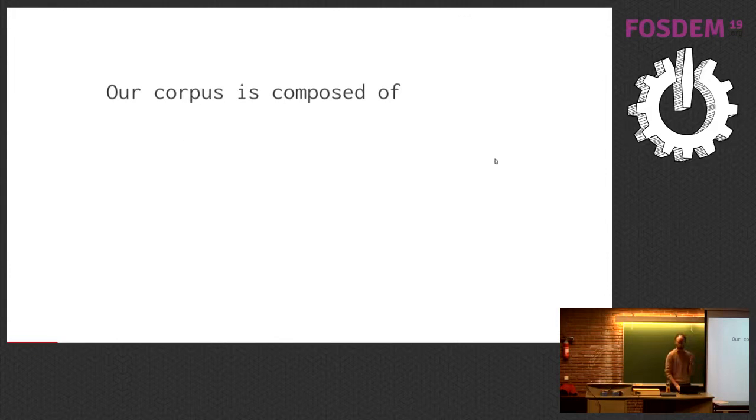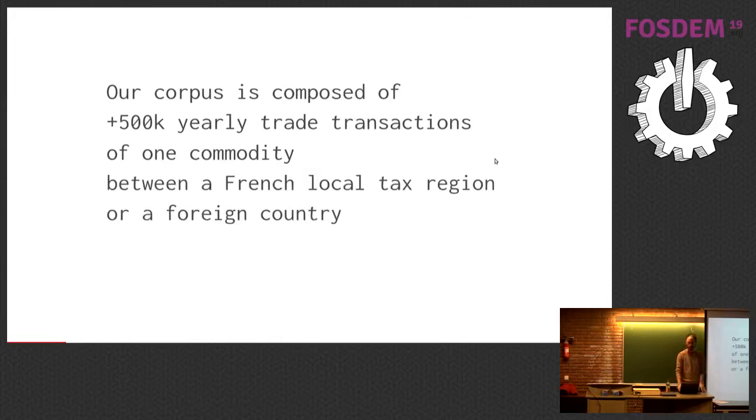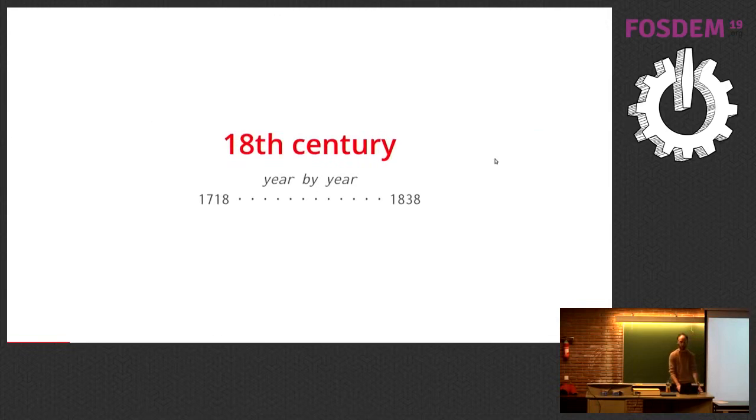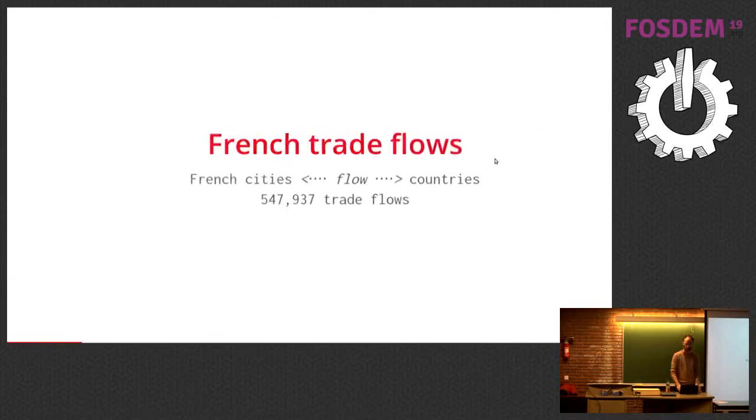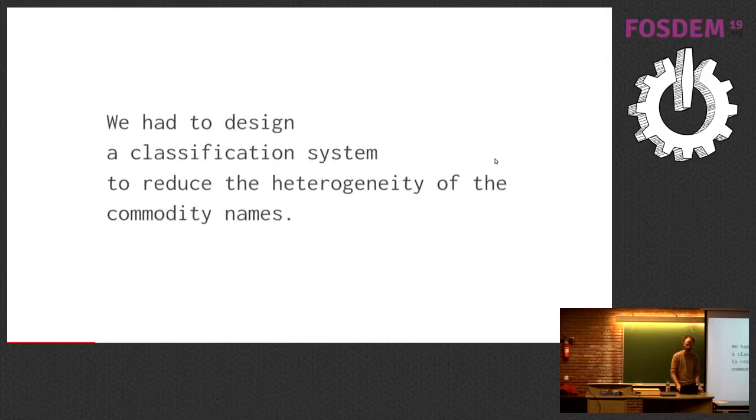Our corpus, our data, is composed of more than 500,000 yearly trade transactions of one commodity between a French local tax office and a foreign region or country. We have all those data along the 18th century, so our data resolution in time is yearly. We have those flows between French cities and countries, 547,000 of them. Then we had to design a classification system to reduce the heterogeneity of the commodity names.